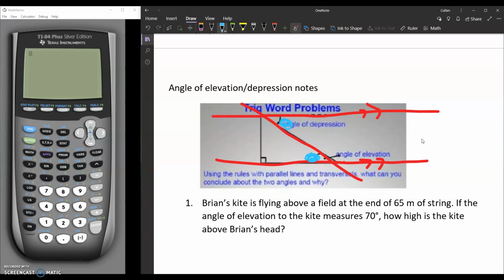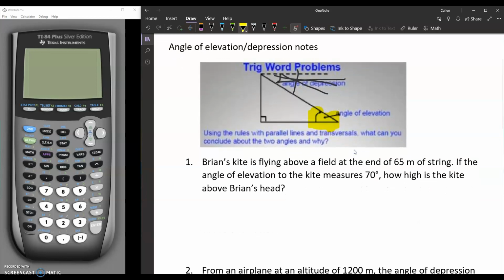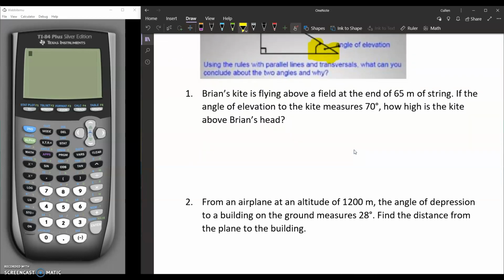So what does that mean for everything that we're going to be doing today? For everything that we do today with the angle of elevation and depression, we're going to treat them as the same angle. And what we're going to do is ignore this part. Let me X this out. We're going to ignore the angle of depression being in the top part. Since it's congruent with the angle of elevation, we're going to put all of our angles that they give us down here in the bottom corner of our triangle. So as you're doing this, keep that straight. Every angle that they give you for angle of elevation or angle of depression will go at the bottom of the triangle.